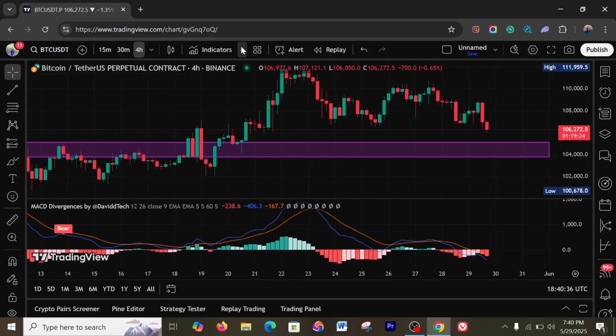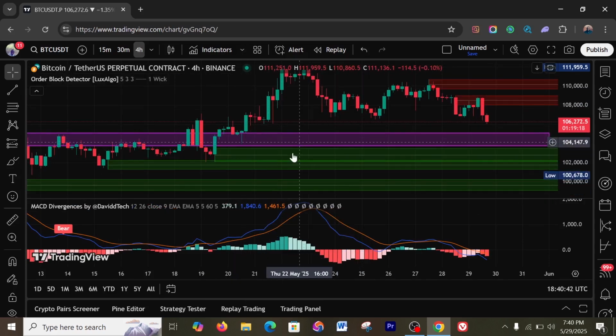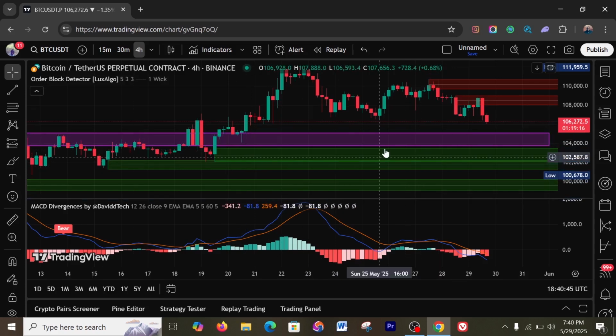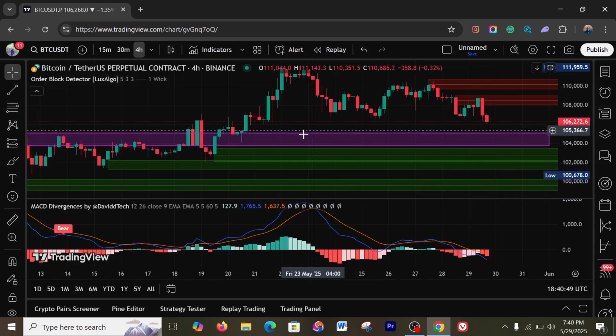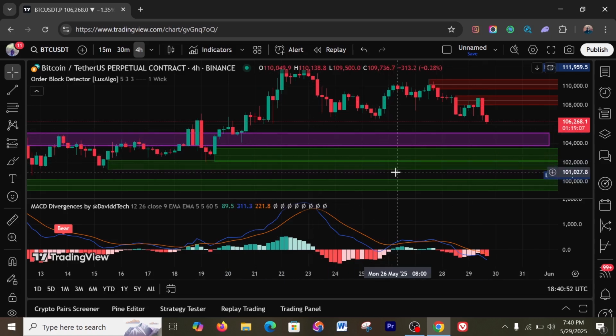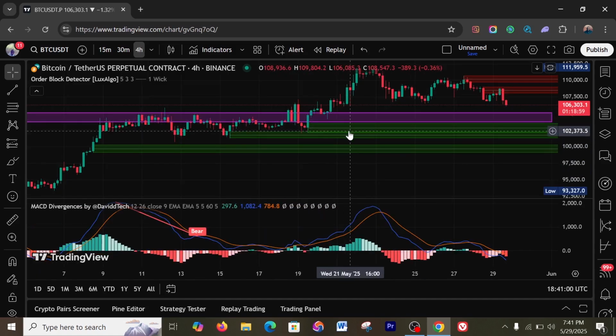We could also use an order block just to be able to pinpoint the area that is most likely going to be where prices will react the most. And you could see something around this 104k, 102, even down to 100k. So we could see piercing into the 102 area and thereabouts.